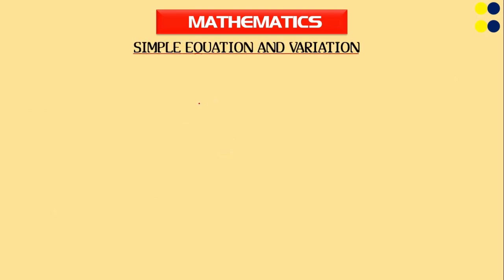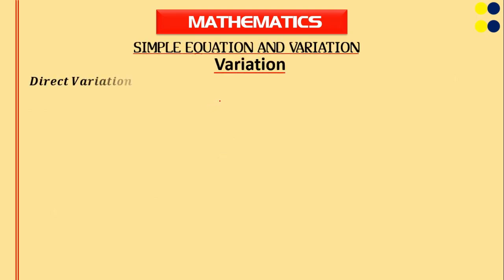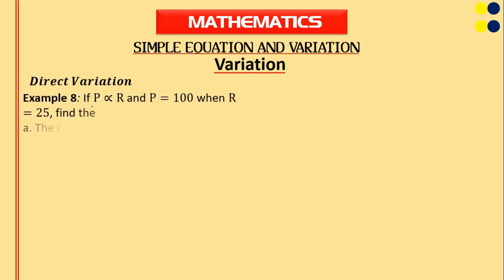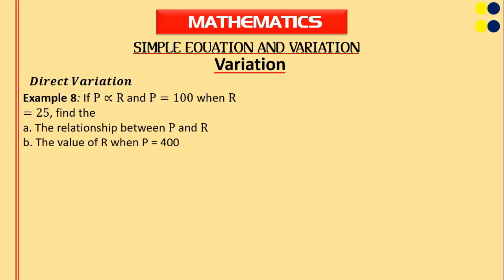Now let's take a quick look at this question we have here. Direct variation. They say if P varies directly as R, that's the way it's pronounced. P varies directly as R. In certain contexts, you might just be told that if P varies directly as R, or if P is directly proportional to R. I'm just giving you the forms that the question might take. So if P varies directly as R and P equals 100 when R equals 25.